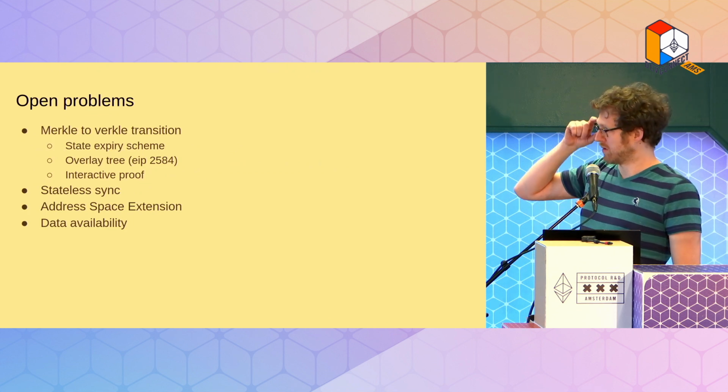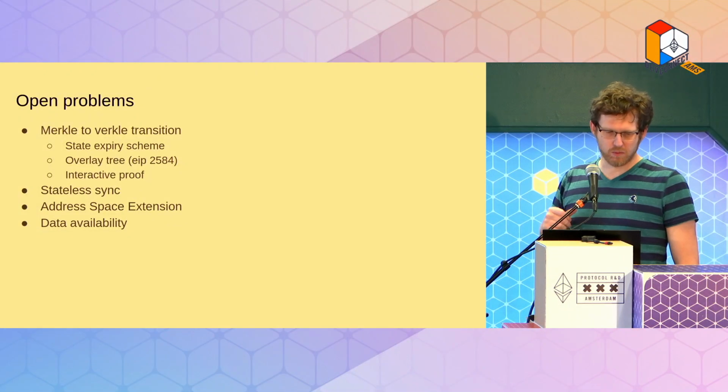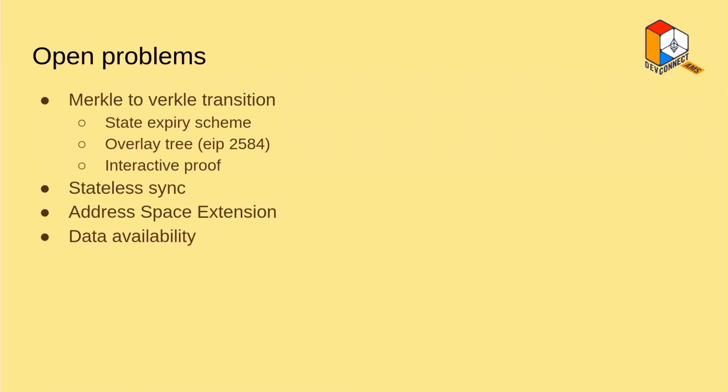So what are we going to discuss this afternoon? The open problems. The transition. The transition is a problem that existed before we were talking about Verkle trees. We were already mentioning that for the binary trees.